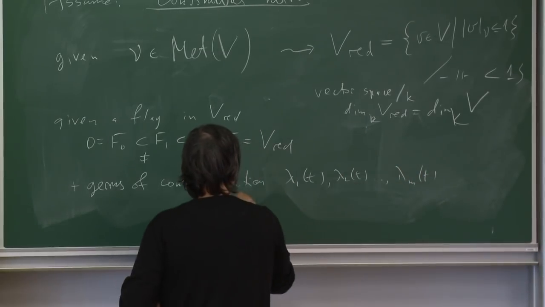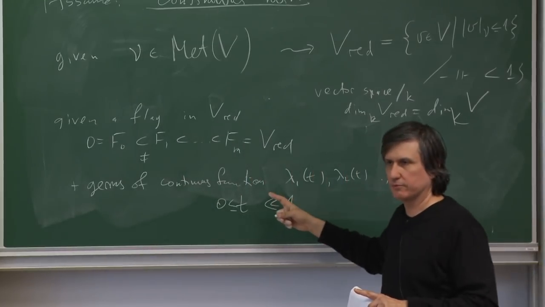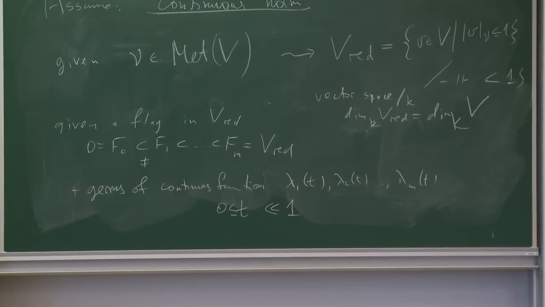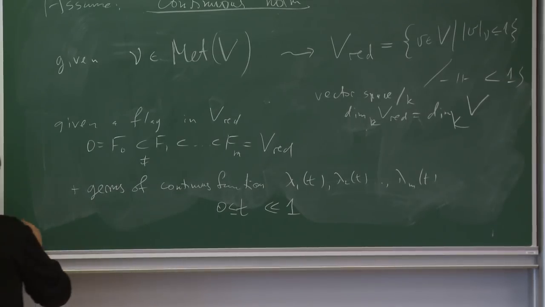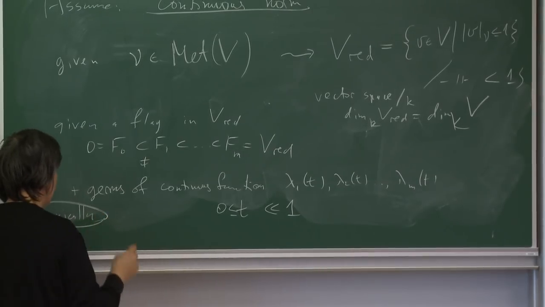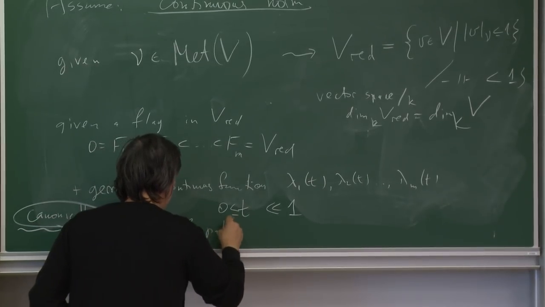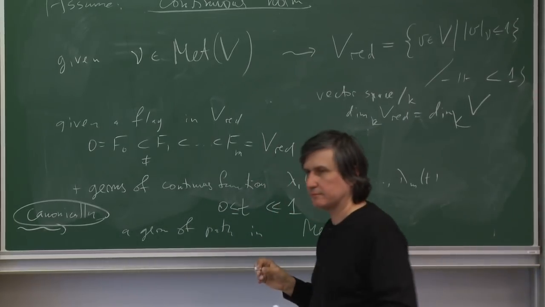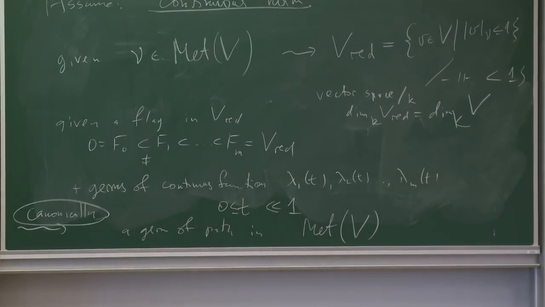Each lambda_i(t) is a real number very close to 1, so it will be defined only as a germ, at t equal to 0 for positive t. So I have a path. Then I get canonically a germ of path in metrizations of V. There are no choices that should be made here.